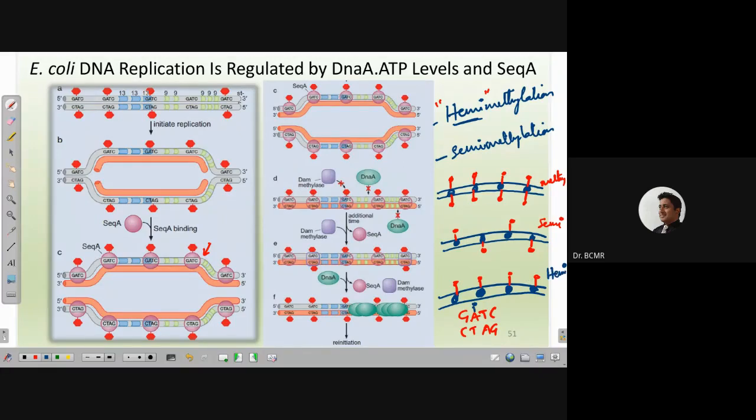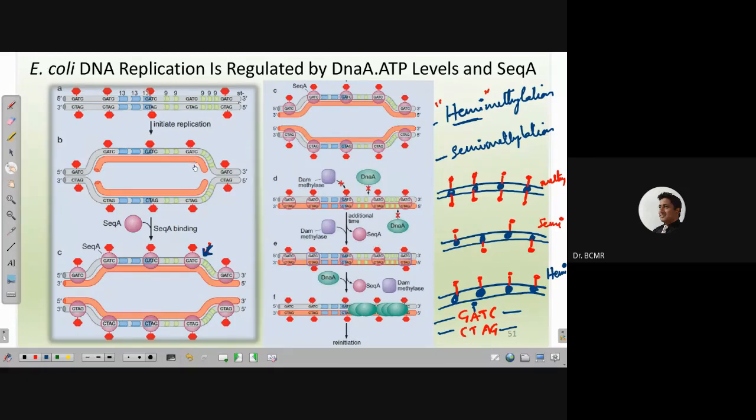If there is a DNA molecule which has GATC and only one of the adenines is methylated, then SeqA goes and binds there, as shown here. Okay? And if it is methylated like this, I hope you understand that when I say methylase, it will methylate DNA in a sequence-specific manner, at GATC sequences. Methylase can come here and methylate it.